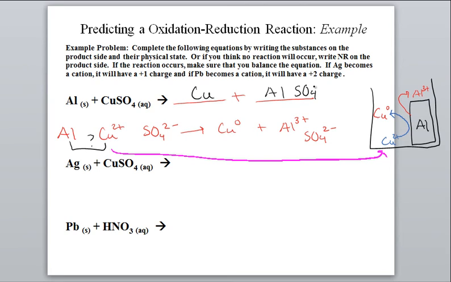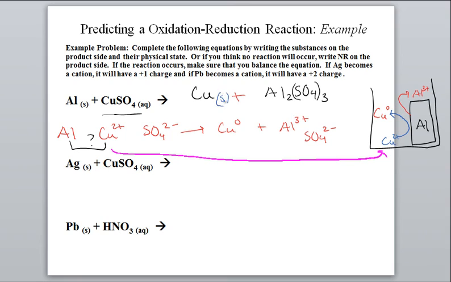Okay, it's not a 1-to-1 ratio. Aluminum 3 plus, sulfate 2 negative. We need 2 aluminums for every 3 sulfates. So that's the correct formula of that product. And again, try not to create the formulas of your products based upon the ratios over here. The reason why we have 3 sulfates to 2 aluminums is because of the charge of the ions. As far as phase labels, most metals that go to their elemental state are solids.